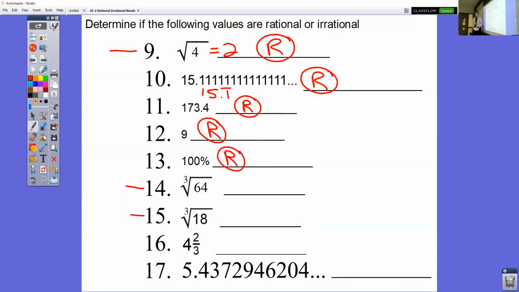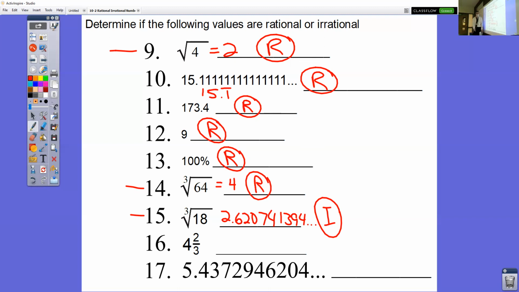The cube root of 64, 3, second button, caret button, 64, hit equals, you get an answer of 4. 4 is a whole number, it's an integer, so that is rational. The cube root of 18, 3, second button, caret button, 18, you get a big, long, ugly decimal, 2.620741394, blah, blah, blah, fills up the whole entire screen. I can't use a repeating sign anywhere there, so this is irrational.